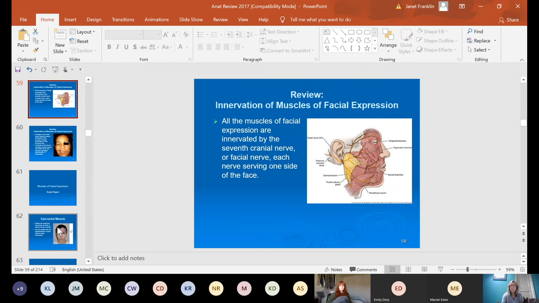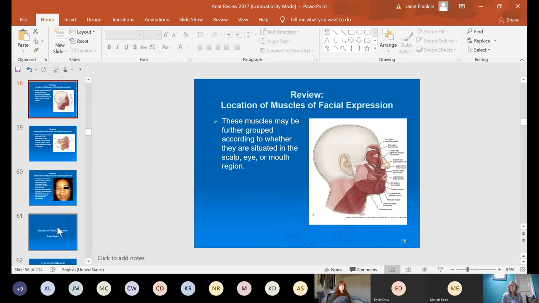But the general rule of terminology for muscles of facial expression: if it says levator, it levitates or lifts something. If it says depressor, it's going to pull something down. It's going to make it depressed. If it says oculi, it's the eye. If it says oris, it's around the mouth. Anguli would be the corners or the angles of the mouth. Labii would be the lips.